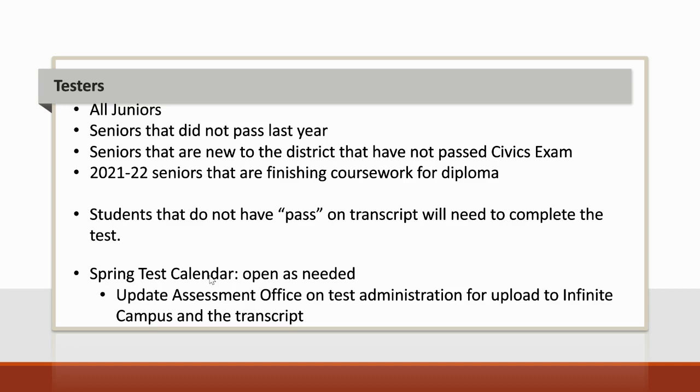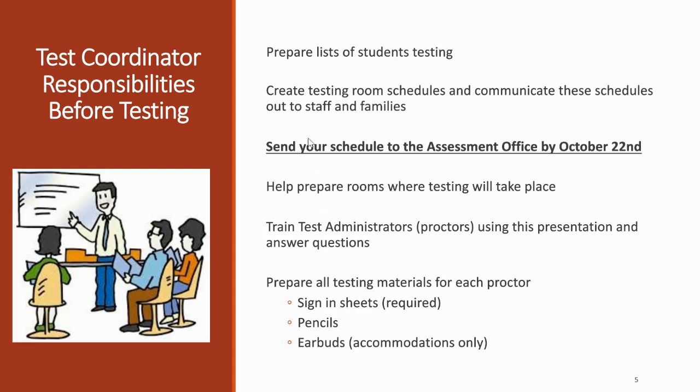We can open the window and keep it open so you can monitor those kids and make sure that they have taken the test. So keep that in mind when we're looking at the window. We just want to test as many students as possible within that window. There is the spring test calendar where, if some students have not taken it, we can still administer it in the spring also.